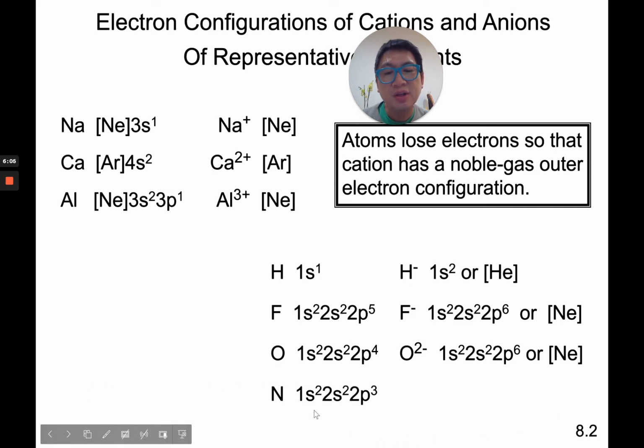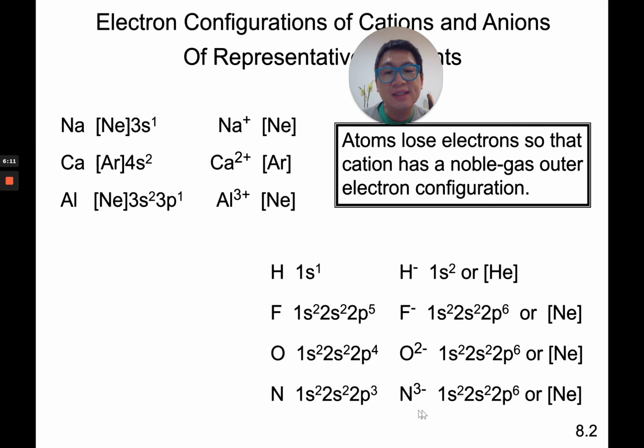Nitrogen, you look on the periodic table, this is what it is: 1s2, 2s2, 2p3. Its charge is -3. It gains 3 electrons. So instead of 2p3, add 3 electrons, it'll be 2p6. That's also the same as neon.